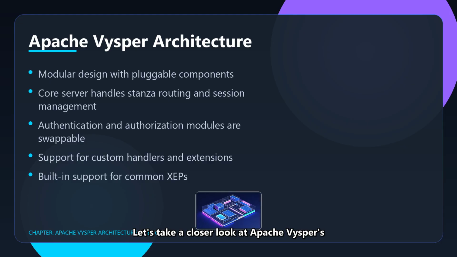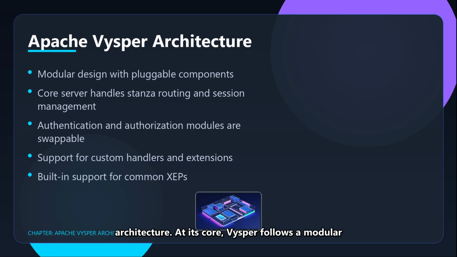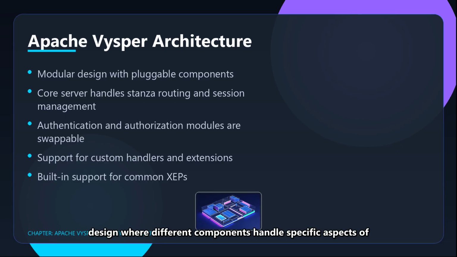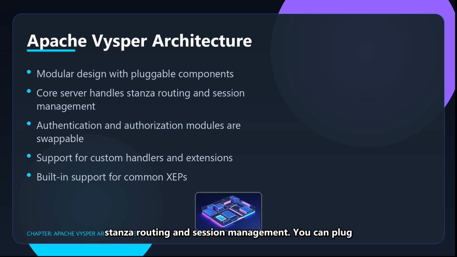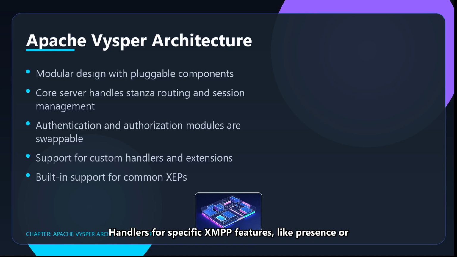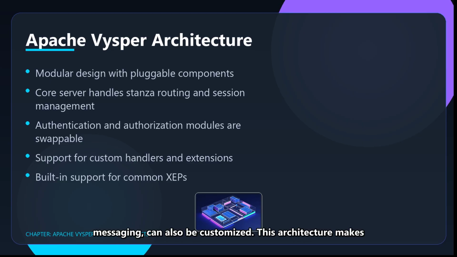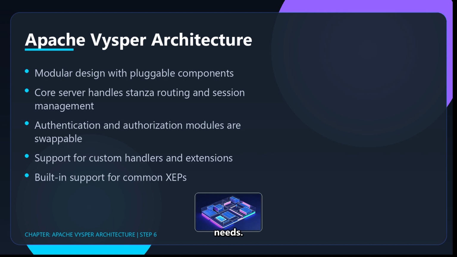Let's take a closer look at Apache Vysper's architecture. At its core, Vysper follows a modular design where different components handle specific aspects of XMPP communication. The core server is responsible for stanza routing and session management. You can plug in different authentication modules or write your own. Handlers for specific XMPP features like presence or messaging can also be customized. This architecture makes it easy to tailor Vysper to your exact needs.